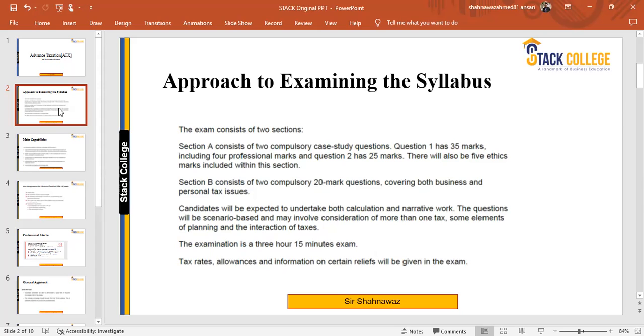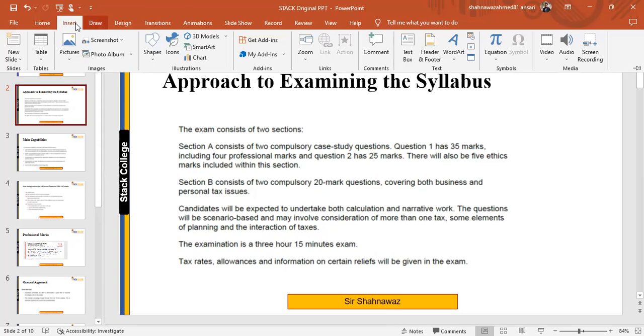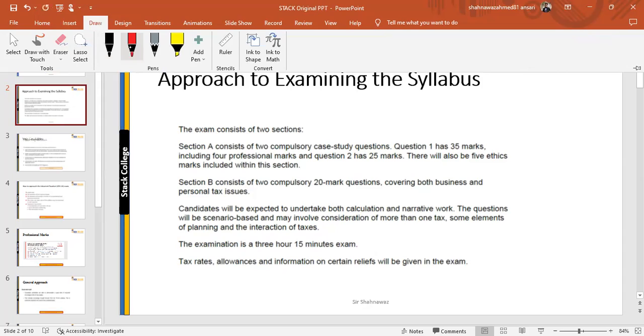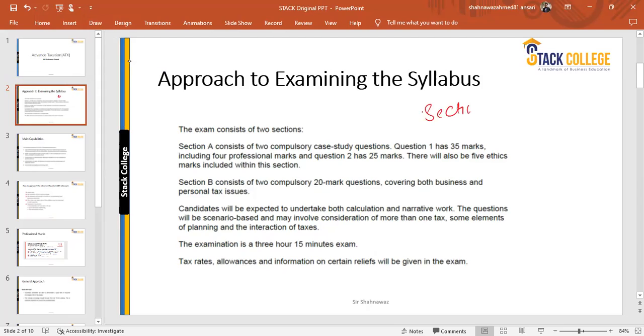So this particular paper comprises two sections, Section A and Section B. As far as the composition of the paper is concerned, Section A comprises 60 marks and Section B comprises 40 marks. This is the composition of the paper.